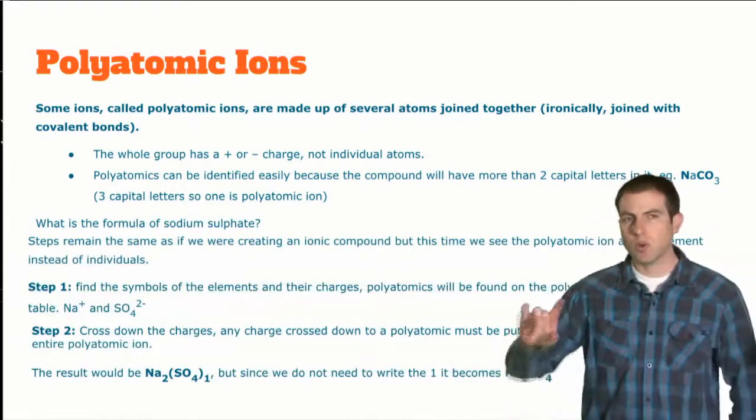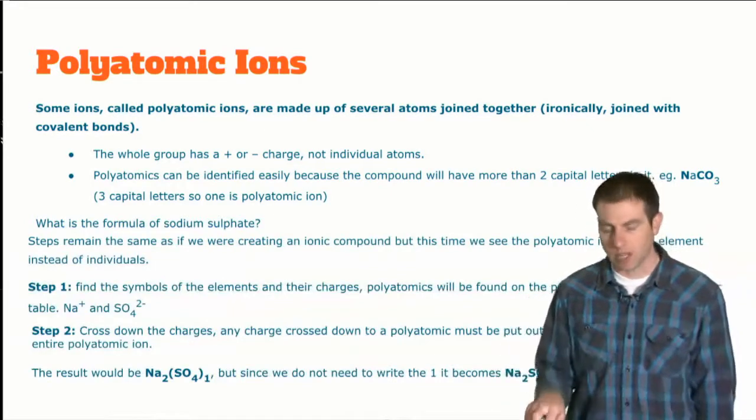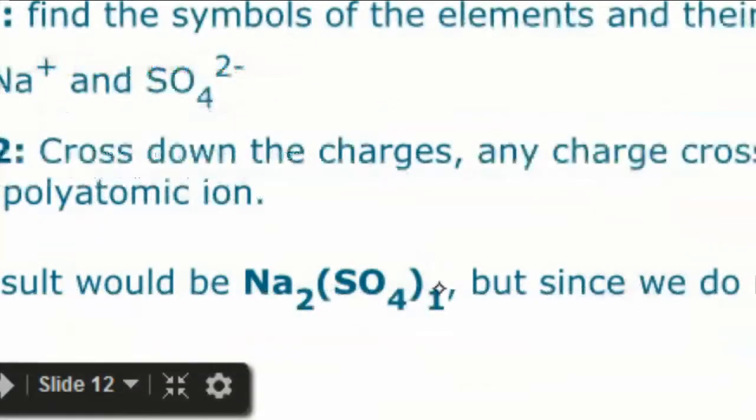Now, if we're only dealing with one, like in this example, the 1 goes after the bracket. Imagine how confusing this would be if we didn't have this bracket here. This would say Na2SO4 1. It would look like there's 41 oxygens if there's no bracket here. So what we do is we drop the bracket and we drop the 1 if we're only dealing with 1.